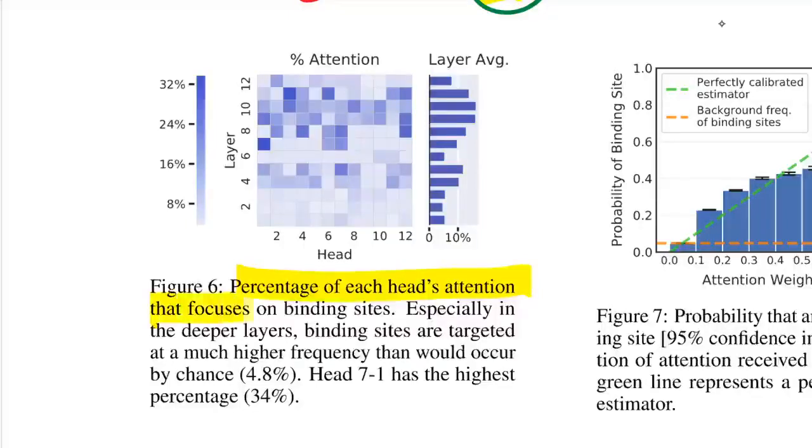Percentage of each head's attention that focuses on binding sites. Especially in the deeper layers, binding sites are targeted at much higher frequency than would occur by chance. Head 7.1 has the highest percentage with 34%.